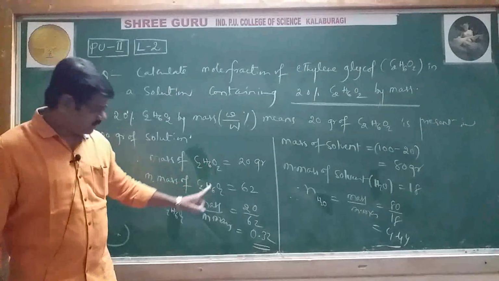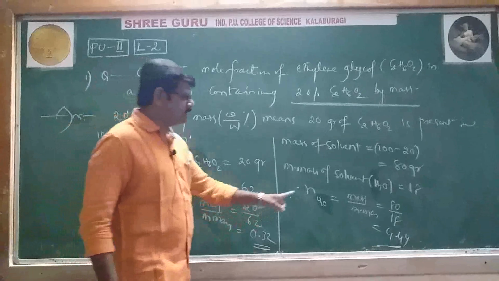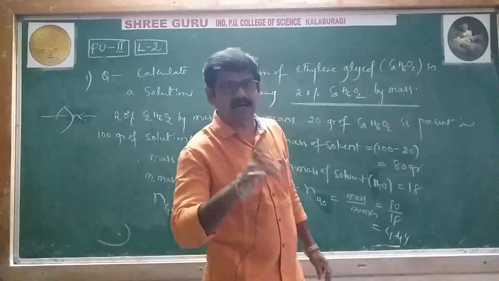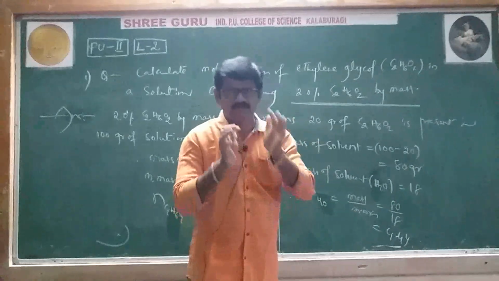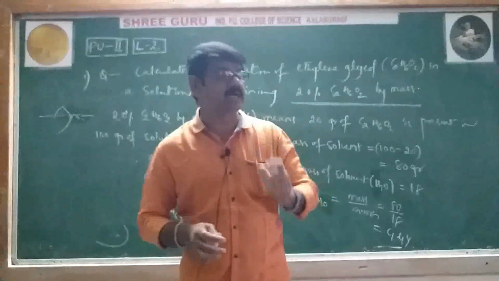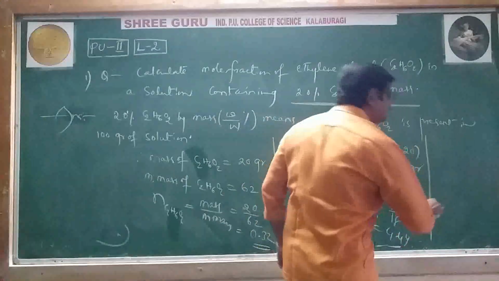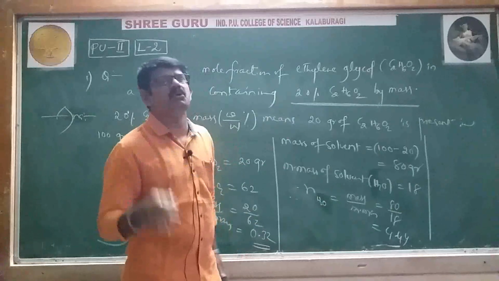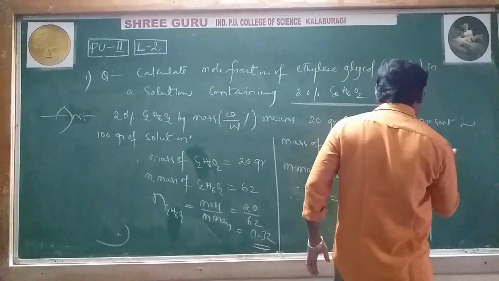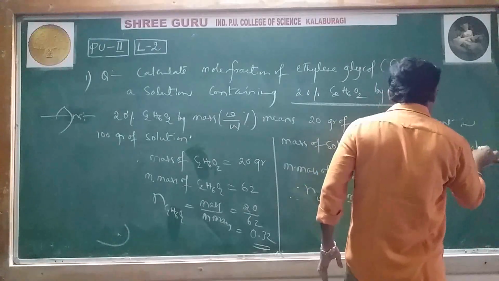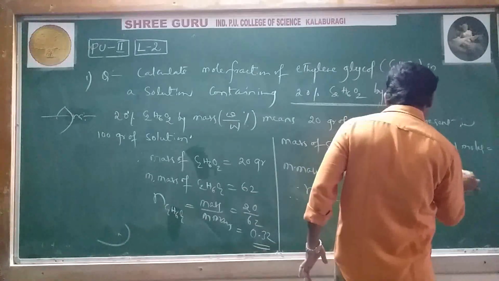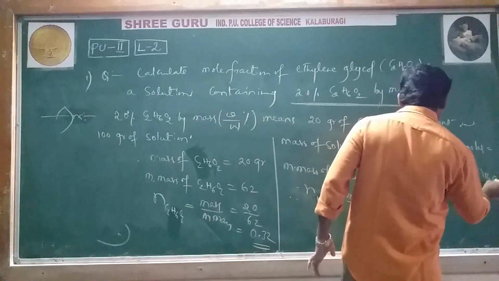See here, ethylene glycol moles are available and water moles are also available. Both the components' moles are available because it is a binary solution. We are having only two components, and both the components' moles we have calculated. Next, immediately what I am doing, we'll just add both the moles. We need total moles. Total moles is equal to number of moles of ethylene glycol plus number of moles of water.